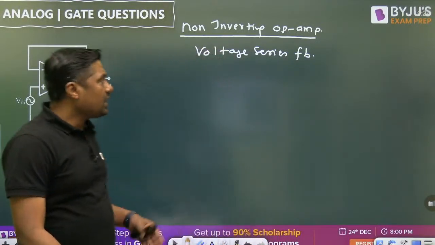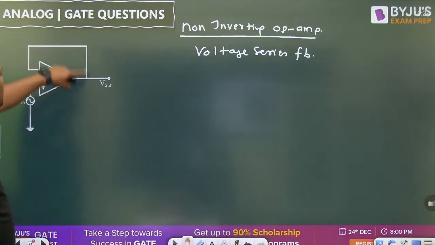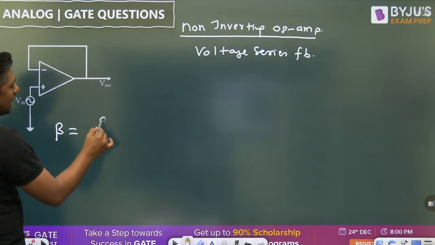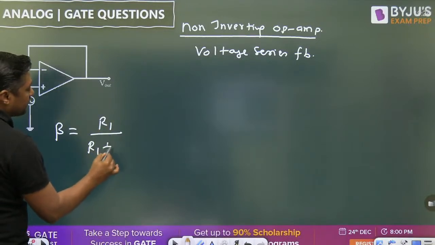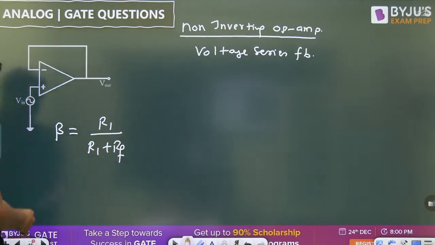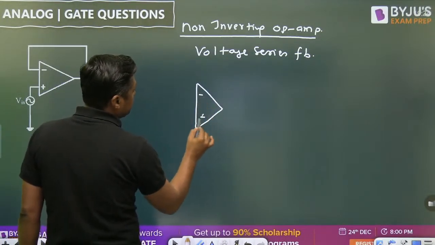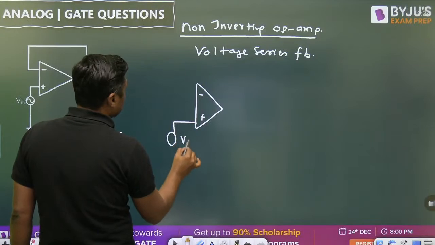When the feedback mechanism is voltage series feedback, there is a feedback factor. What is the feedback factor? Beta. Beta is R1 upon R1 plus RF. If it is a non-inverting op-amp, then non-inverting op-amp means this one. Here we are giving the Vin.